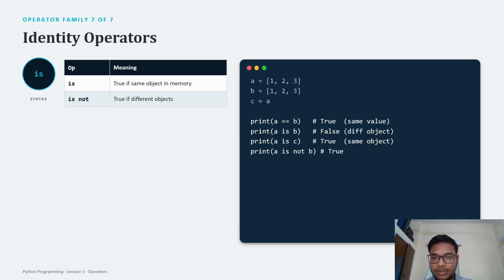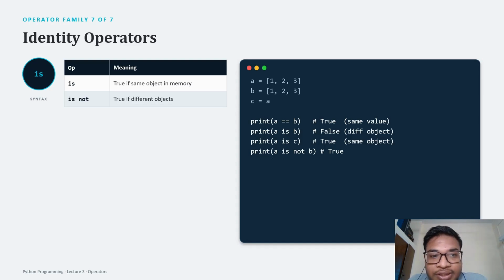Like if there are two lists here, A and B, that are the same, and C equal to A. A equal to B, that's true. But A is B, that's false. Because what? These two variables, A and B, are assigned to different memory locations. The value is the same, I know, you also know the value is the same, but the memory location is different.